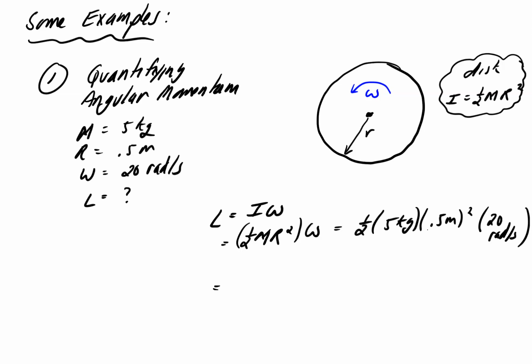So that's 0.25. Okay, I'm not going to calculate it because you can do it. But that's basically what you do. Take the moment of inertia, multiply that by the angular velocity. If it's counterclockwise, it's positive. If it's clockwise, it's negative. That's how you quantify angular momentum.